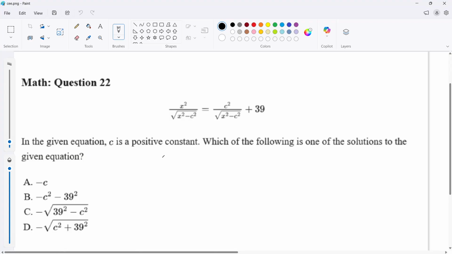So here's the equation: x squared over the square root of x squared minus c squared equals c squared over the square root of x squared minus c squared plus 39. In the given equation, c is a positive constant. Which of the following is one of the solutions to the equation? And then it's got various values of x, including c in there.